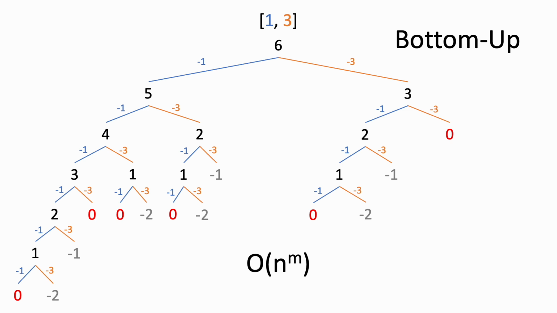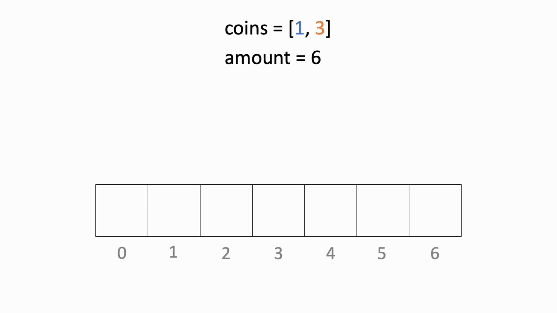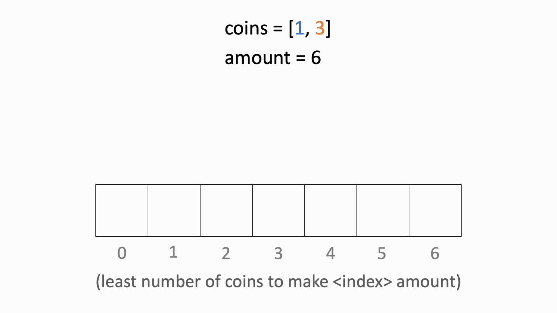So here's what it looks like. Using the same example as before, we'll first create an array that goes up until index 6, which is the amount that we are given. In this array, each element will contain the fewest coins needed to make an amount of that index. For example, the element at index 3 should contain the fewest number of coins to make an amount of 3. We start by putting a 0 at index 0, because you need 0 coins to make an amount of 0.